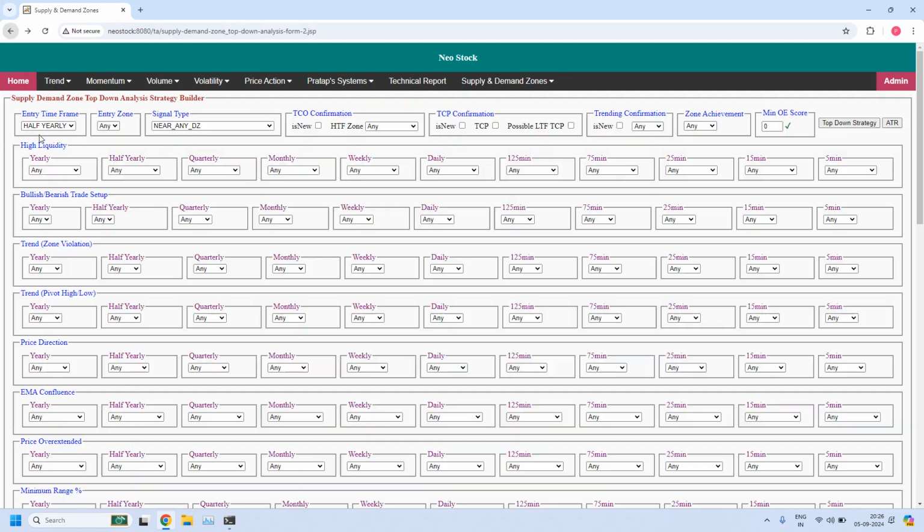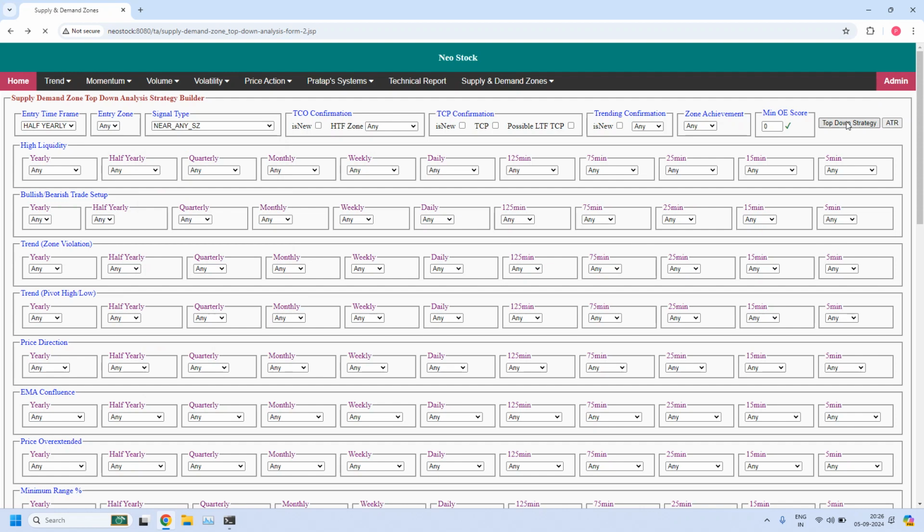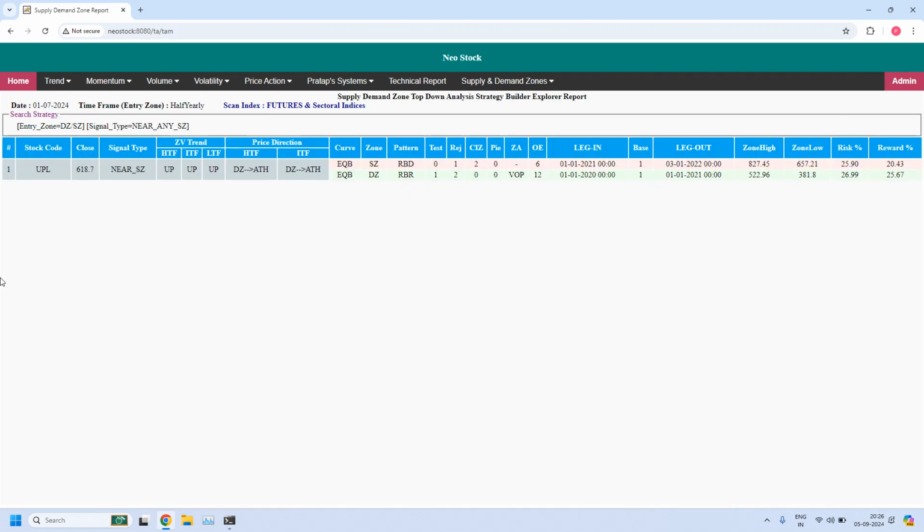Okay, the next report for half-yearly time frame. Let's find the stocks near half-yearly supply zone. One stock is filtered near to the half-yearly supply zone.